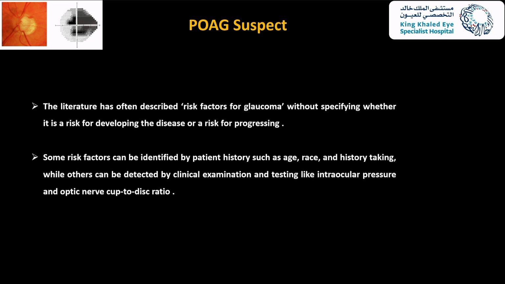So in most of the literature, they usually describe the risk factors for glaucoma without specifying whether this is a risk factor for developing the disease or for its progression. Some risk factors can be identified by the patient history, like age, race, family history, and others can be based on clinical exam and investigations that you can do for the patient.